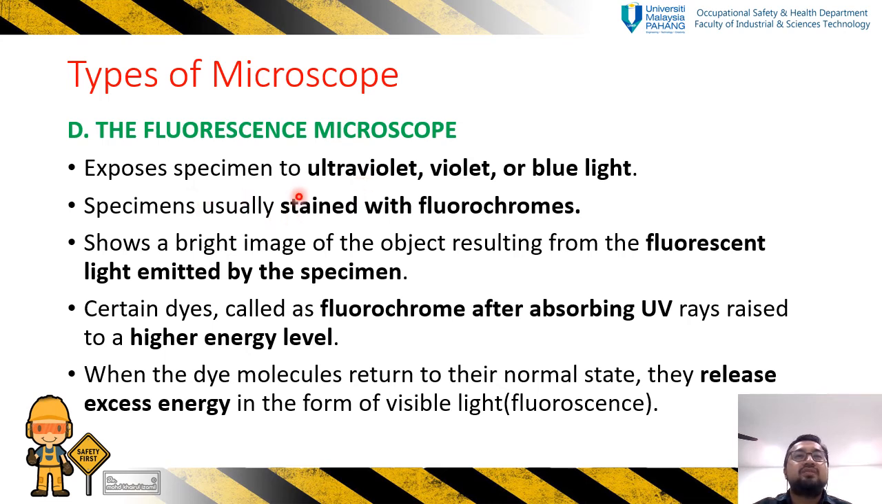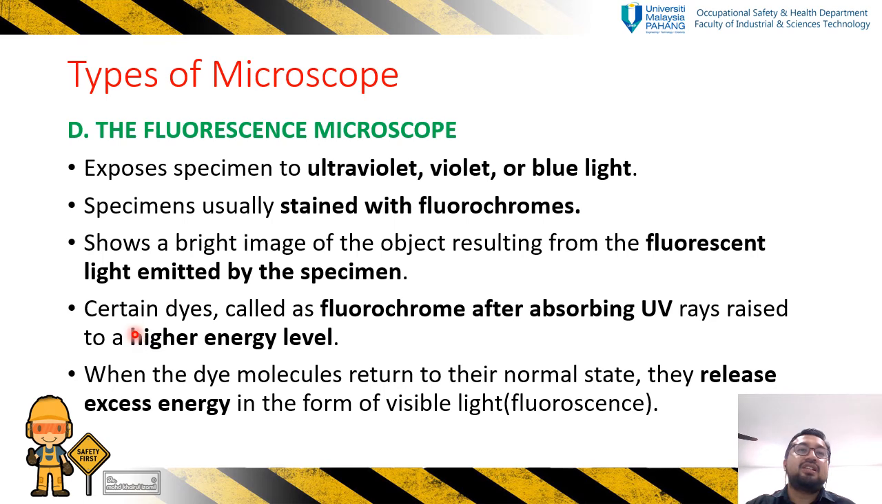So exposes specimen to ultraviolet, violet or blue light. Ini yang kita selalu guna, bukan jenis light yang biasa. Specimen usually stained with fluorochromes. Okay, fluorochromes ni lah yang akan kita panggil menghasilkan light tersebut. Shows a bright image of the object resulting from the fluorescent light emitted by the specimen.